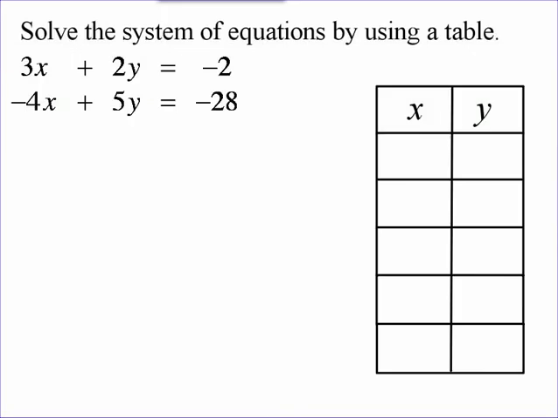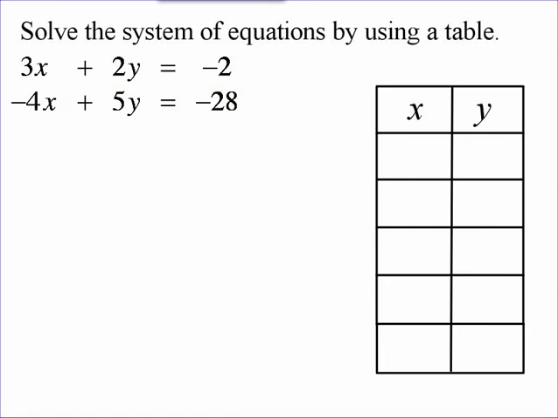The first one says solve the system of equations by using a table. If you remember from Friday, you would type those into GeoGebra and find their intersection point. We're going to be finding their intersection point here as well, except we're going to be using a table to do this. So one way to do this is to first of all solve each equation for y.